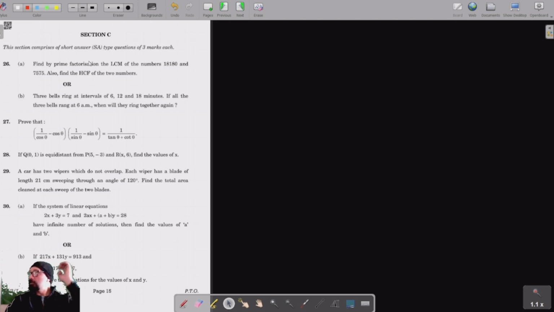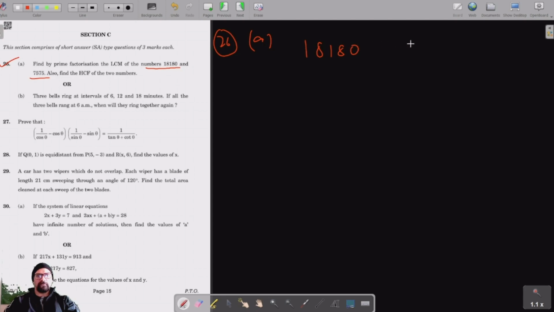Okay, for section C, this section comprises 3 marks questions. Let's move on to question number 26, part A. We have to find the LCM of 18180 and 7575 by prime factorization. So let's factorize them. It's 18180 and 7575.